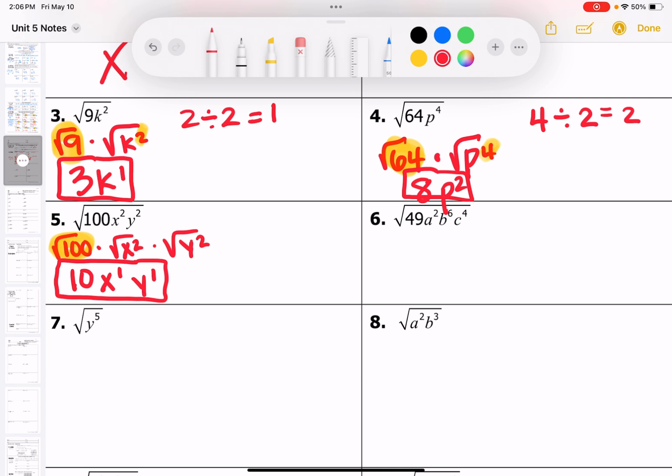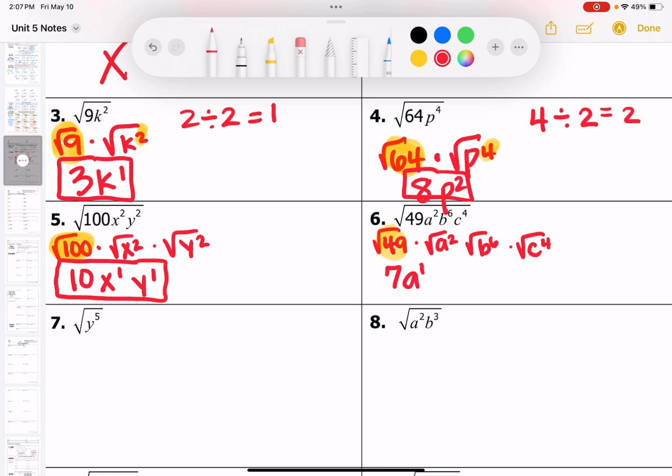All right, number 6, square root 49a squared b to the 6th c to the 4th. So I'm going to break all that up. Square root of 49, square root of a squared, square root of b to the 6th, square root of c to the 4th. So this can be typed in my calculator. So when I type that in, I get 7. Square root of a squared, a is divisible by 2, so I do 2 divided by 2, and I get 1.